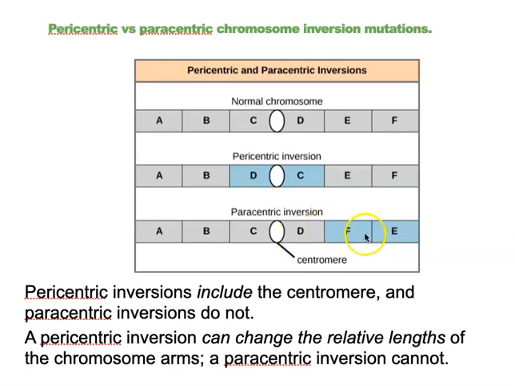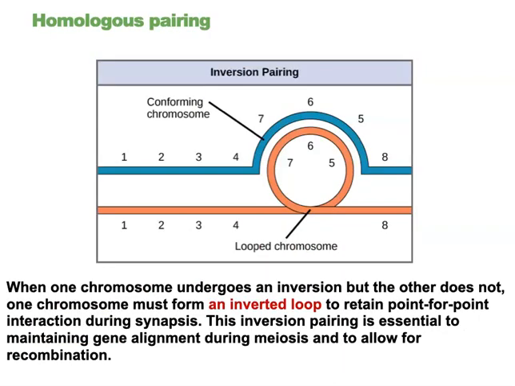In many cases, this changes the shape, literally the size of the chromosome itself. Here, pericentric can change the relative length of the chromosomal arms, whereas paracentric, on the whole, does not. It's simply an inversion, a switching of the cassettes of information. So how does this homologous pairing actually occur? Well, when one chromosome undergoes an inversion but the other doesn't, this causes an inverted loop, like a hairpin. And that hairpin, the inversion pairing, is essential for maintaining the alignment and allows for recombination.